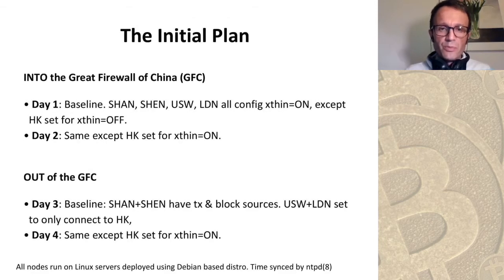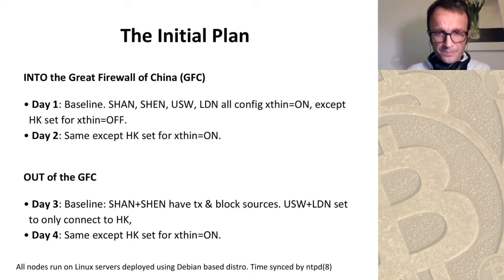So what was the initial plan? We wanted to measure block propagation into the Great Firewall of China and out of the Great Firewall of China. For each of these two directions, we measure the propagation time using the standard technique, so without Xthin. And in the next step, we measure the same propagation time, but this time using Xthin. And we compare the differences to have an idea of the impact of this technology.